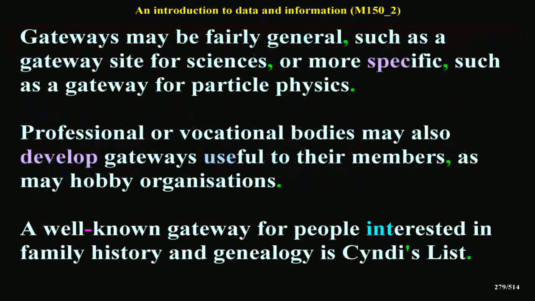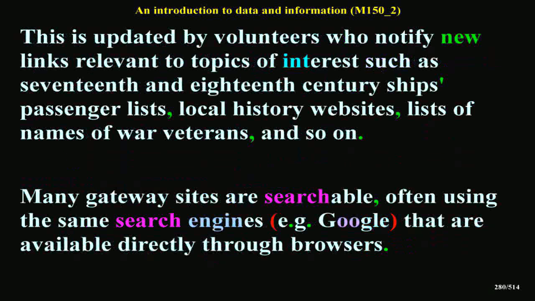Gateways may be fairly general, such as a gateway site for sciences, or more specific, such as a gateway for particle physics. Professional or vocational bodies may also develop gateways useful to their members, as may hobby organizations. A well-known gateway for people interested in family history and genealogy is in these lists. This is updated by volunteers who notify new links relevant to topics of interest, such as 17th and 18th century ships' passenger lists, local history websites, lists of names of war veterans, and so on.